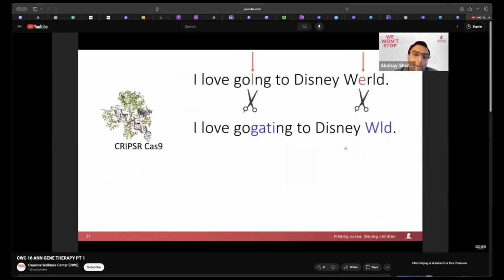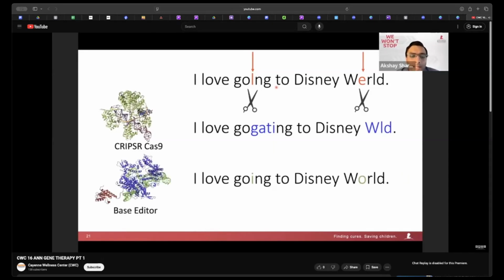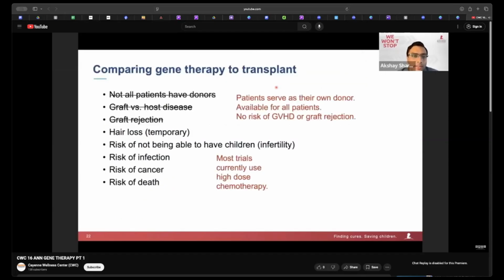So, as I mentioned earlier, CRISPR-Cas9 adds random words or alphabets within the sentences. It would be ideal if we could go and correct the spellings. And base editors, which are an even newer technology, can do that. But this is yet to come in clinical trials.